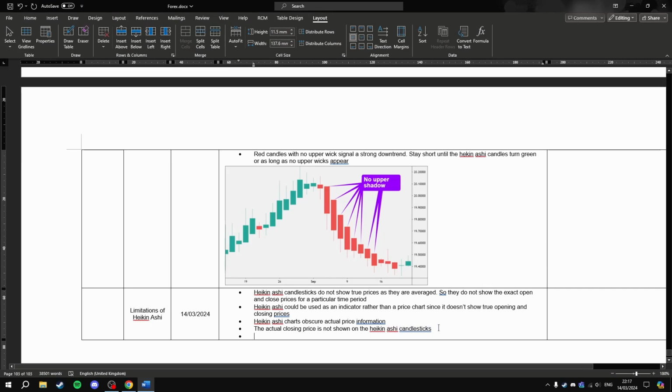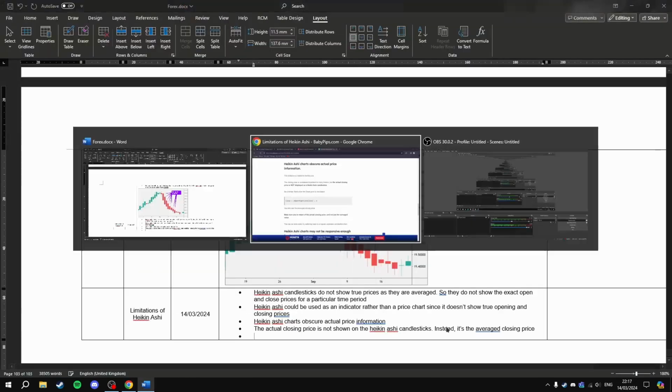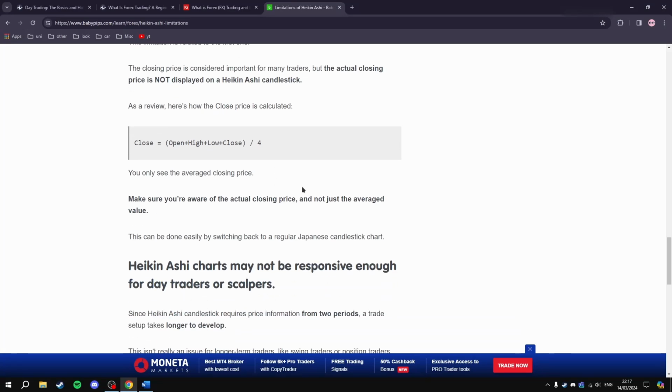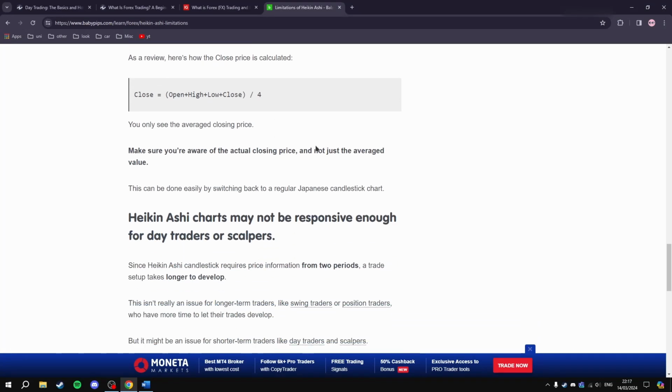Actual closing price not shown on a Heikin ashi candlestick. Instead, it's the averaged closing price. This can be checked easily by switching back to regular Japanese candlestick charts.